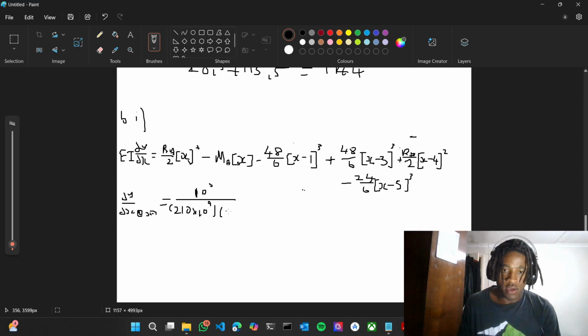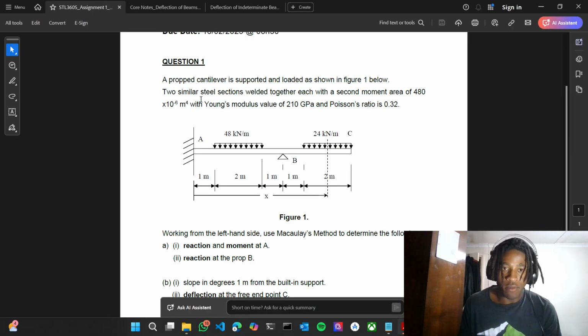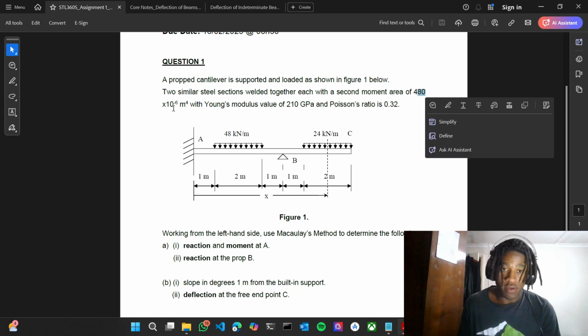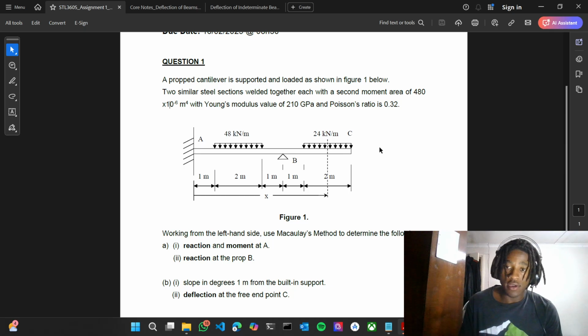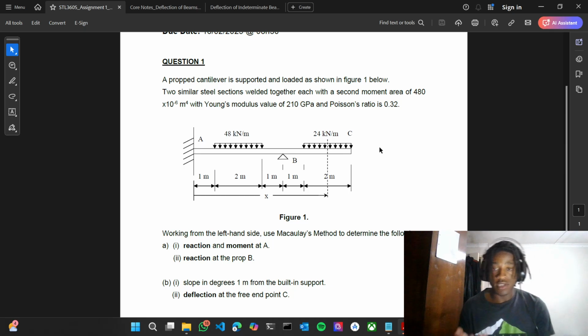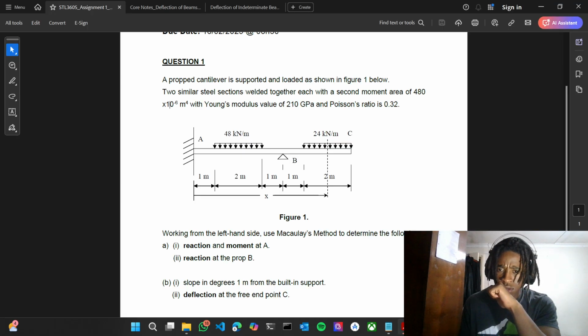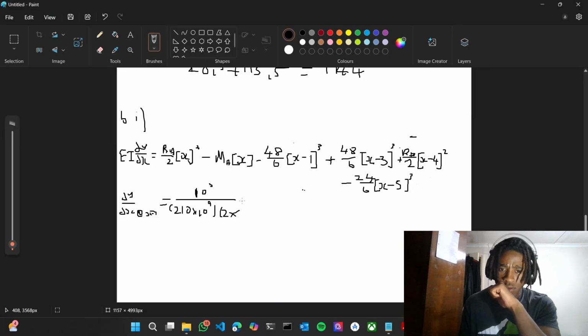And I, if you remember, we have two steel sections welded together with the second moment of area of 480. So it means that the entire second moment of area is twice that of those individual steel beams. So we must multiply this by 2. 2 times 480 times 10 to the minus 6.